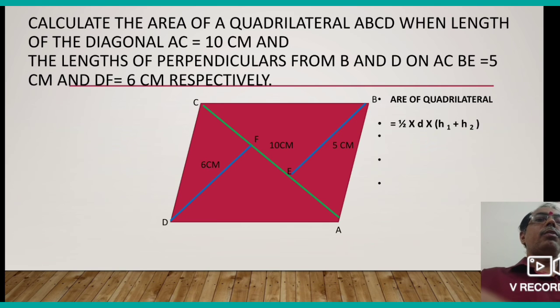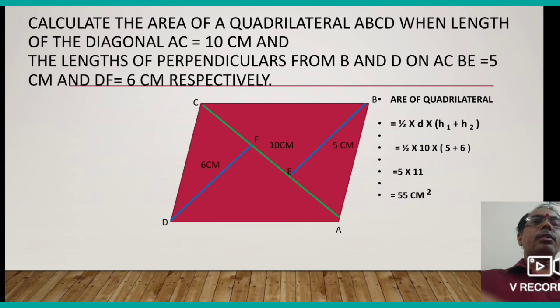Now here we have the area of a quadrilateral formula. We know that half into D into H1 plus H2, and here D value 10, H1 value 5, H2 value 6. Substitute them, half into 10 into 5 plus 6. So simply we can get 5 into 11, that is 55 centimeter square. Okay, children.